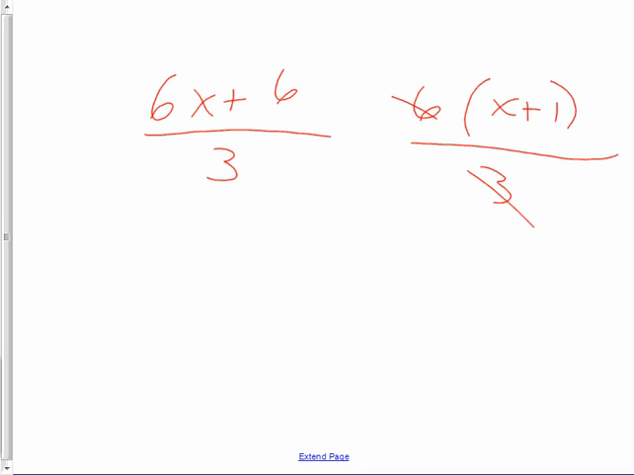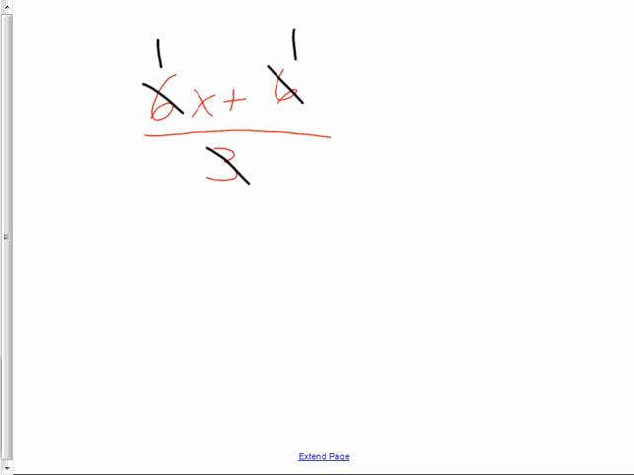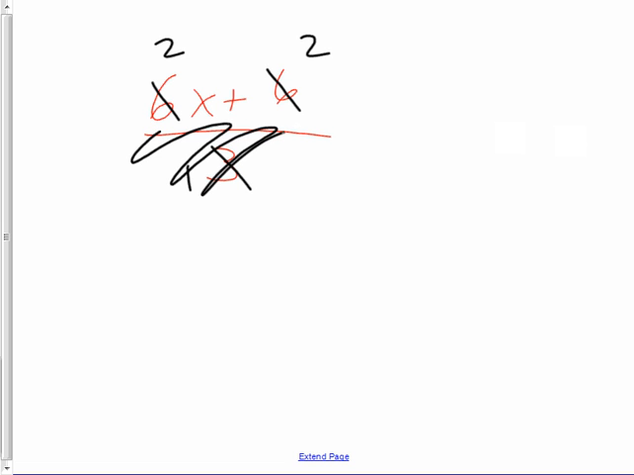Or, if you'd rather, you can stick to the original and go, okay, 6 goes into everything. 6 goes in here once, 6 goes in here once, oh, wait a minute, it doesn't. 3 goes into everything. 3 goes in here twice, 3 goes in here twice, 3 goes in here once. And so then, of course, divided by 1, I don't even need to say anymore. So it's just 2x plus 2.